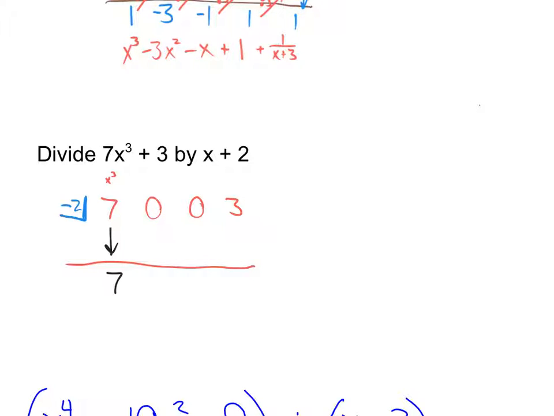Now we just get to the point where we're adding down, multiplying over. So we bring down the 7, times -2 is -14. Add down. -14 times -2 is a positive 28. Add down, we get 28. Multiply by -2, it's a -56. Add down, we get a -53.